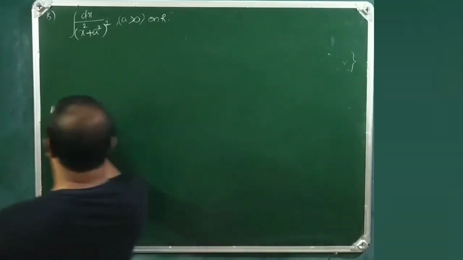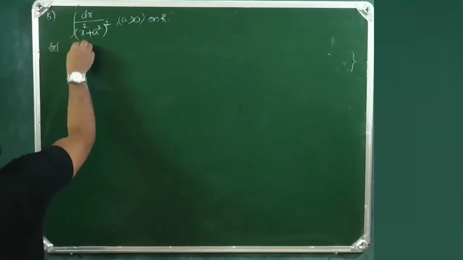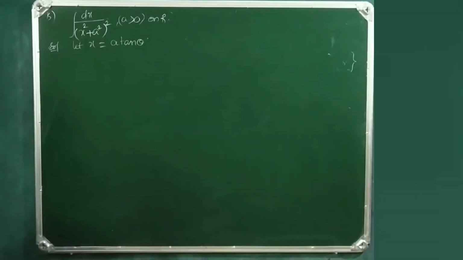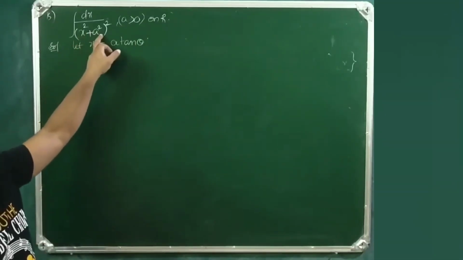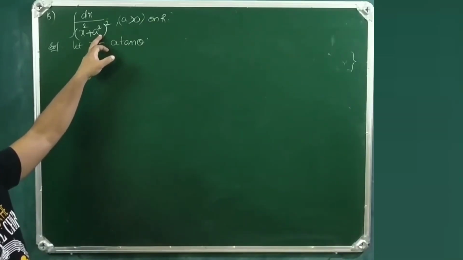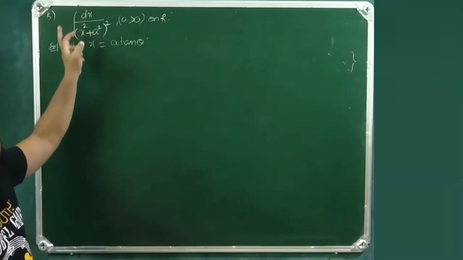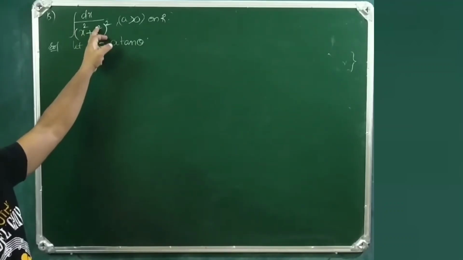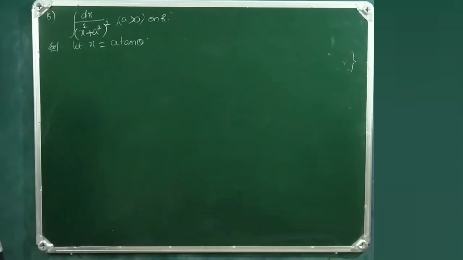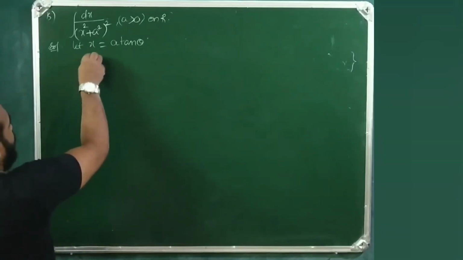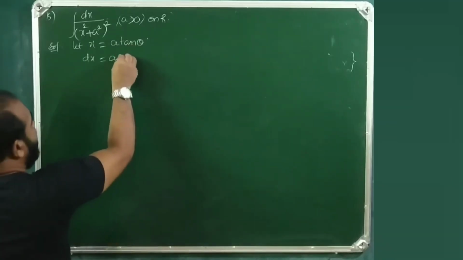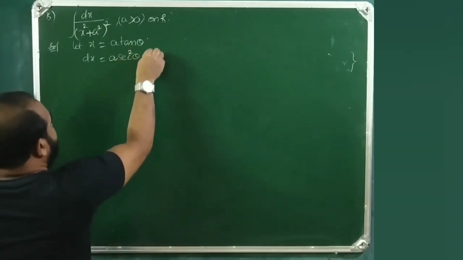So let us take x is equal to a tan theta. Had it been a square minus x square, we would have to take x is equal to a sin theta, because it is interlinked with 1 by root of a square minus x square, whose integral is sin inverse x by a. There x is equal to a sin theta we have to take. Now dx is equal to a into d by d theta of tan theta, which is secant square theta d theta.